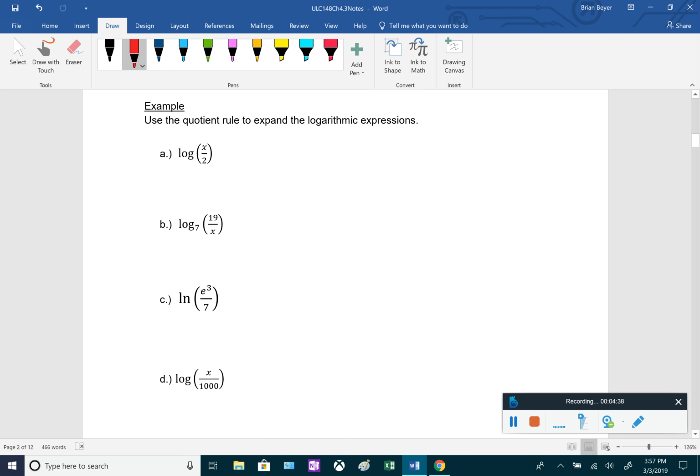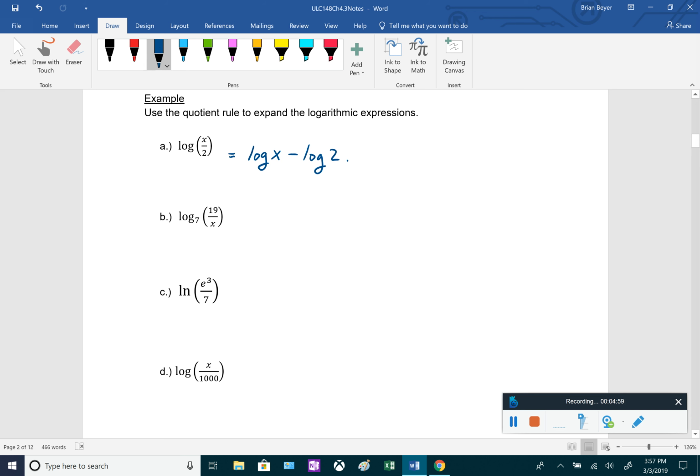First one, log of x over 2. We see division in the input. We know we're going to have some sort of subtraction. So it's going to be log of the numerator minus log of the denominator, because the 2 was in the denominator, so that log is negative. So log of x minus log of 2.